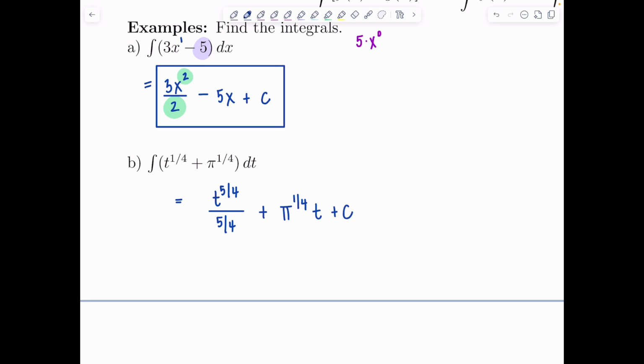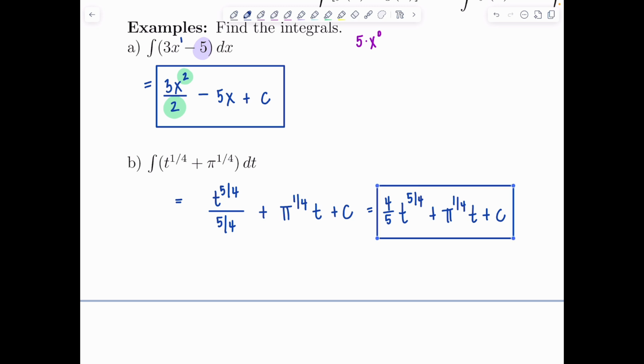And then just to clean it up, instead of dividing by 5 over 4, I'm going to write that as 4/5. So t to the 5 over 4 plus pi to the 1/4 t plus c. Voila. Now, when you do enough of these and you get kind of slick, you might just go straight to here and already start flipping, which is no big deal.